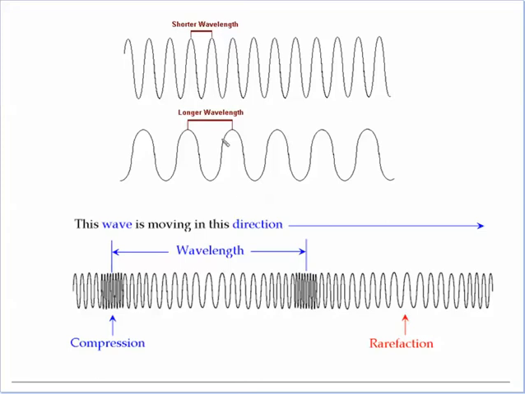Here's another example of a longer wavelength in a transverse wave. So you can see a longer wavelength means that the waves are spread out more. A shorter wavelength means that the waves are closer together.